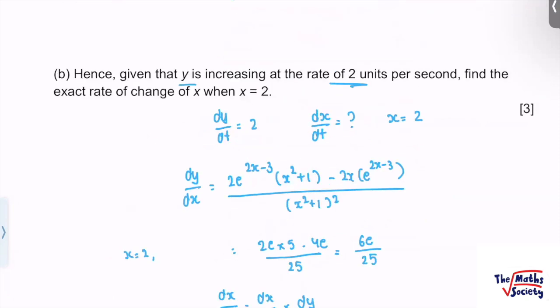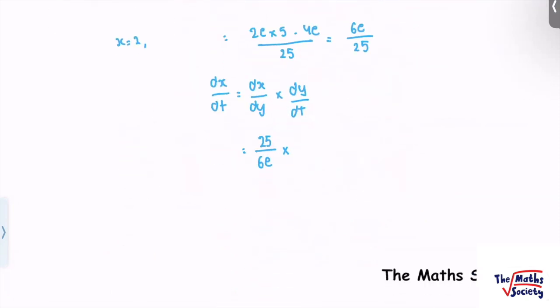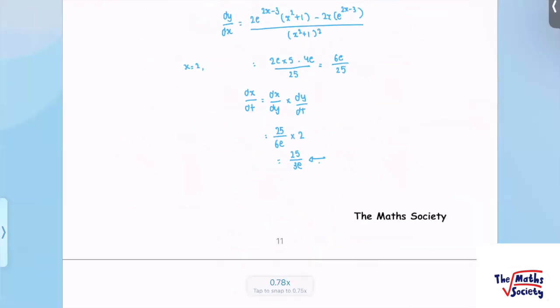Multiply with dy by dt, which is 2. So that's going to be 25 by 3e. And that is your dx by dt.